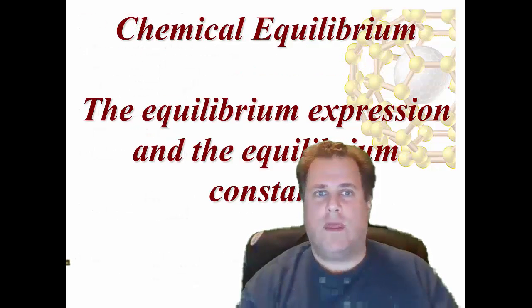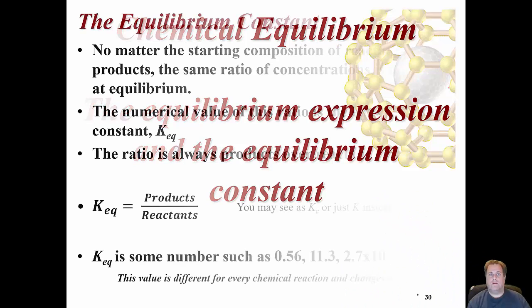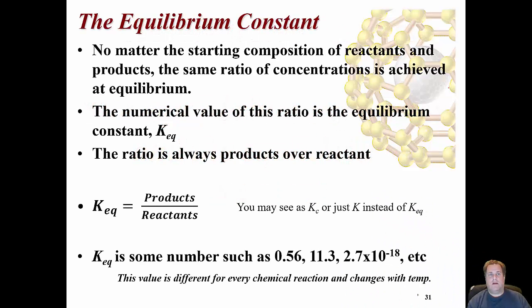Today we're going to continue with chemical equilibrium and focus on the chemical equilibrium expression and the equilibrium constant. So the equilibrium constant is just a number, but what happens in equilibrium is no matter what the starting composition, meaning it doesn't matter how much of each reactant, or if we have some combination of reactants and products, when it reaches equilibrium, there's some value that we're going to reach when we take the ratio of the products and reactants.